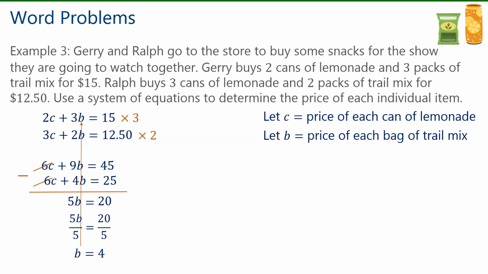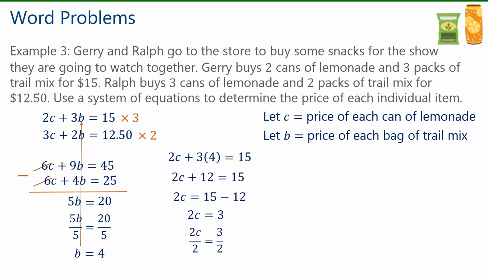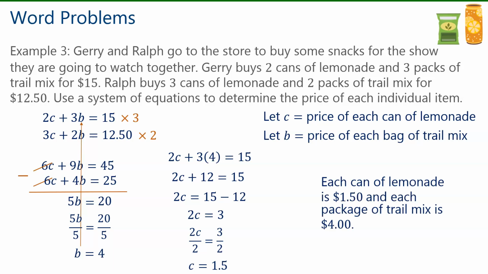Now you can plug that into either equation. I'm just going to plug it into the first equation to give me 2C plus 3 times 4 equals 15. Now 3 times 4 is 12. And if I bring that over to the right-hand side and then subtract it from 15, I would get 2C equals 3. Now let's divide both sides by 2. And when I do that, I get 1.5. So now I found the price of each item. So let's say that each can of lemonade is $1.50 and each package of trail mix is $4.